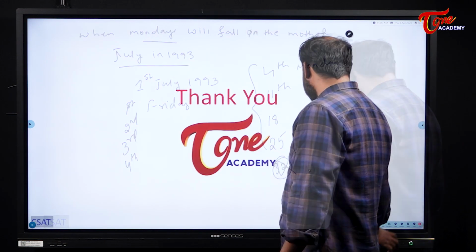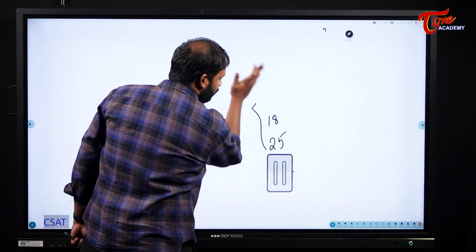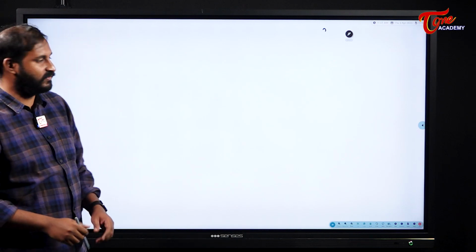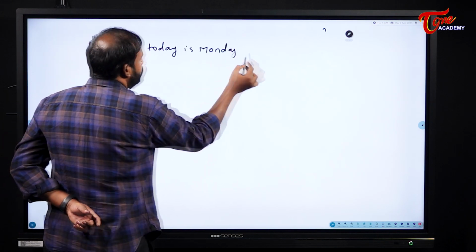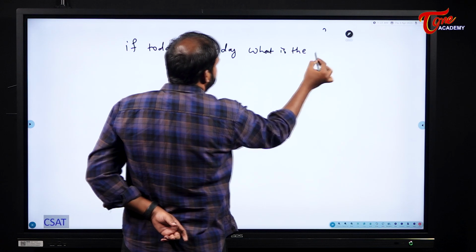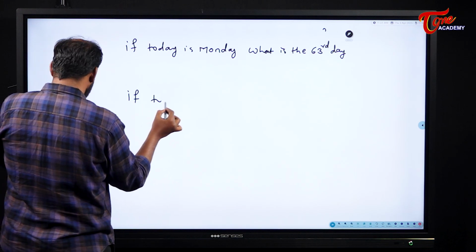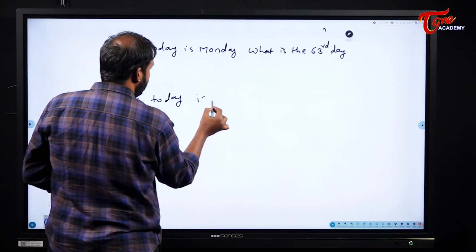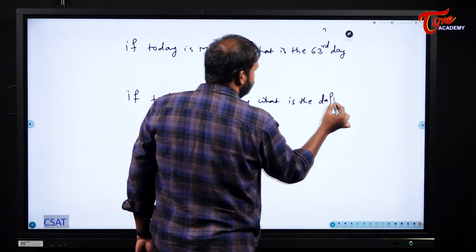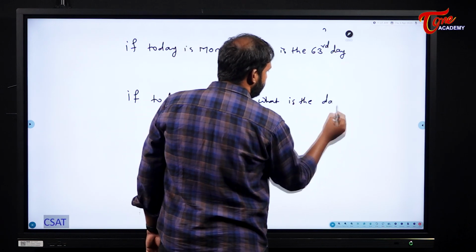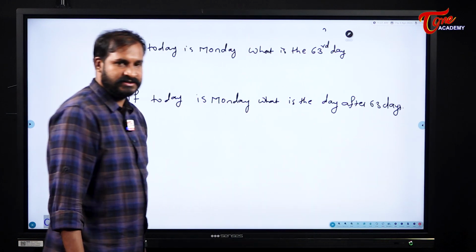Next important thing which we need to discuss here is what day will fall after some particular days. They will ask the question: if today is Monday, what is the 63rd day? This is the first one. Next one: if today is Monday, what is the day after 63 days? So you should understand these two differences, students.